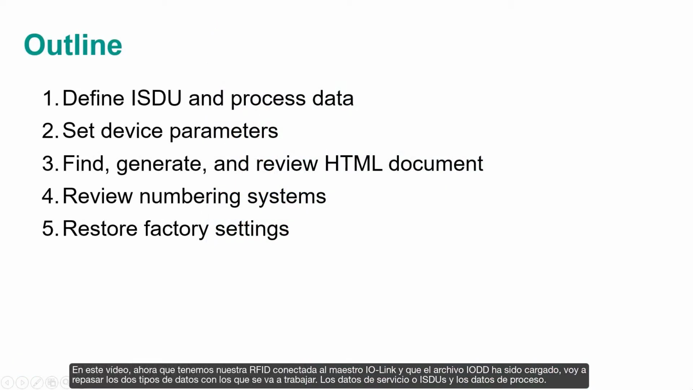In this video, now that we have our RFID hooked up to the IO-Link master and the IODD file has been uploaded, I'm going to review the two types of data that you'll be working with: service data, or ISDUs, and process data. I'll show you quickly how to update a device parameter, and then I'll also go over the HTML document, which is basically a table that shows us where and how to update settings for our RFID head. And finally, to better understand that HTML document, I'll review some numbering systems like hex and binary, and use all that information to restore the RFID head's factory settings.